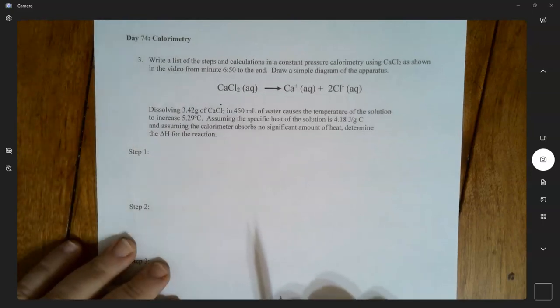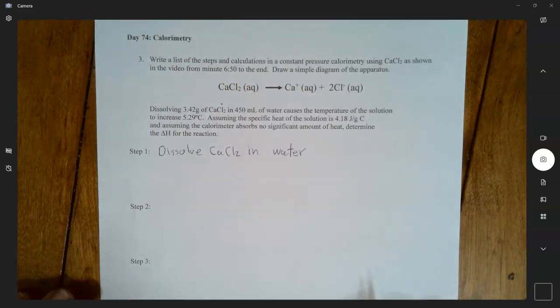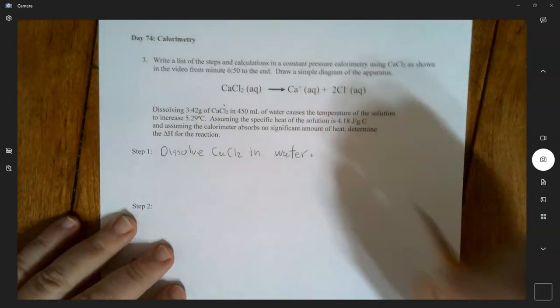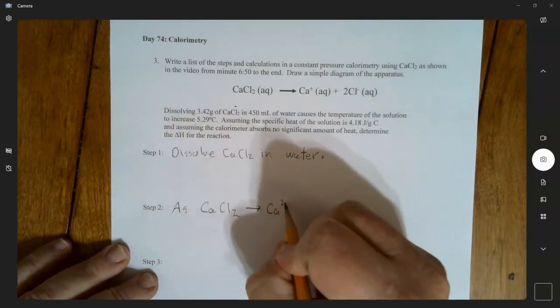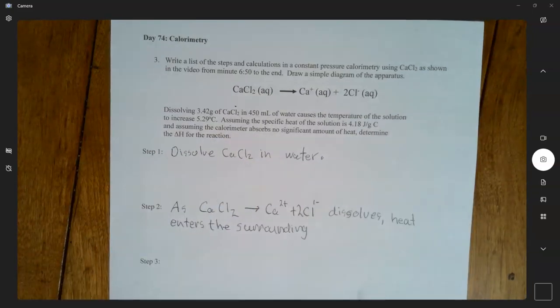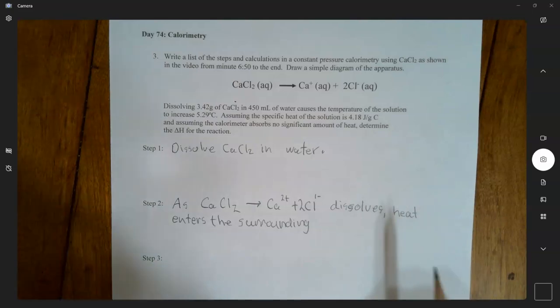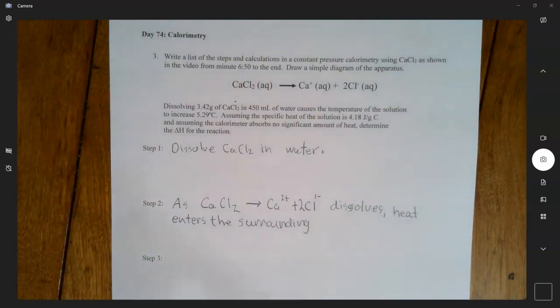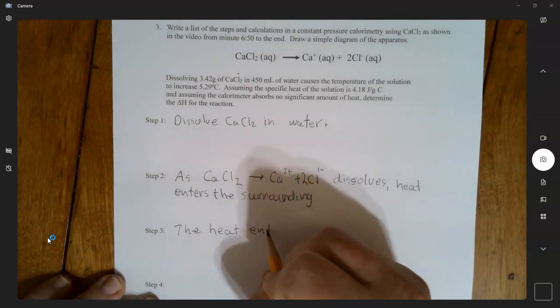Step 1 is we're going to dissolve CaCl2 in water. Step 2: as the calcium chloride dissolves, heat enters the surroundings. We cannot know how much heat that is. We don't have a way to measure heat, but we have a way to measure temperature. One thing we know is that the heat entering the surroundings.